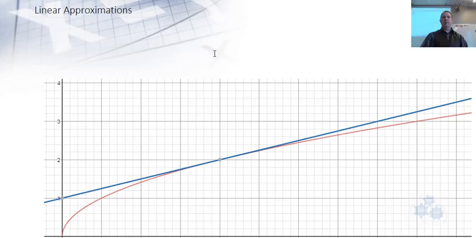All right, so welcome to this class here in AP Calculus A-B. We're talking about linear approximations today. Linear approximations. We're going to start off by studying this graph.